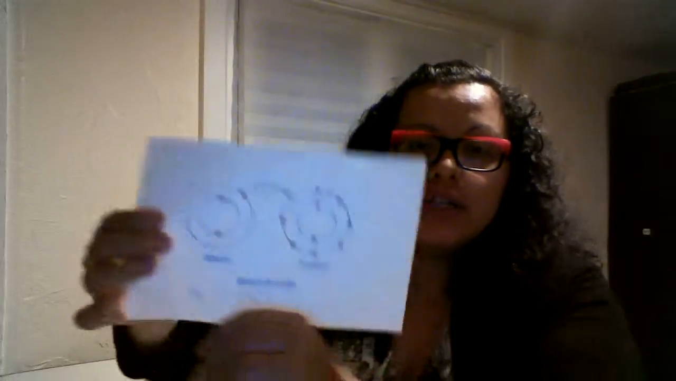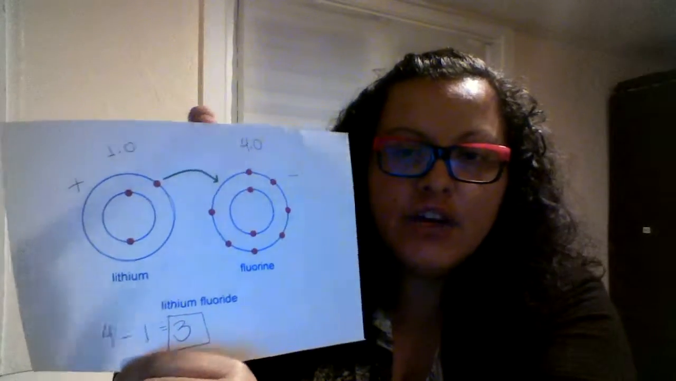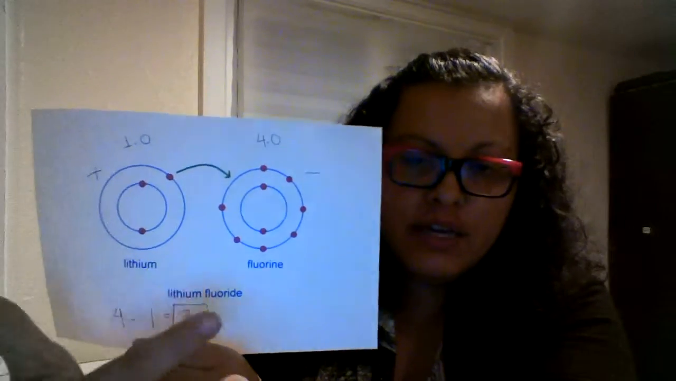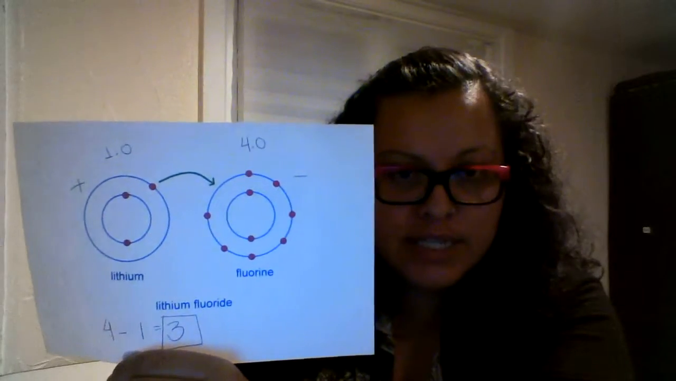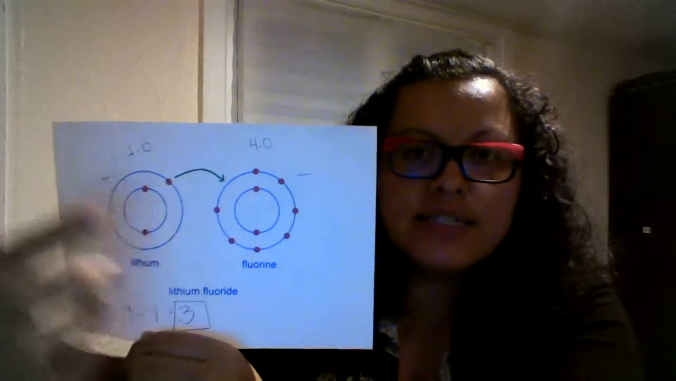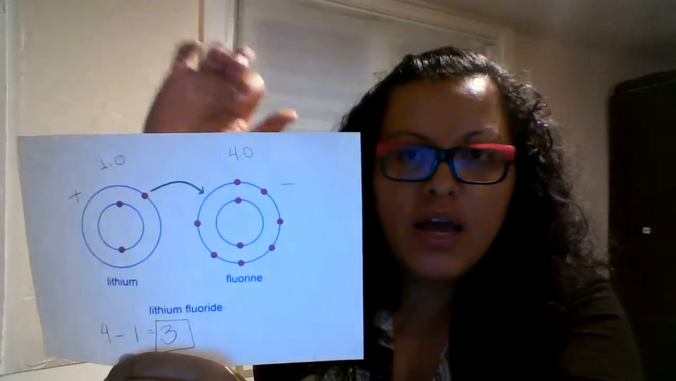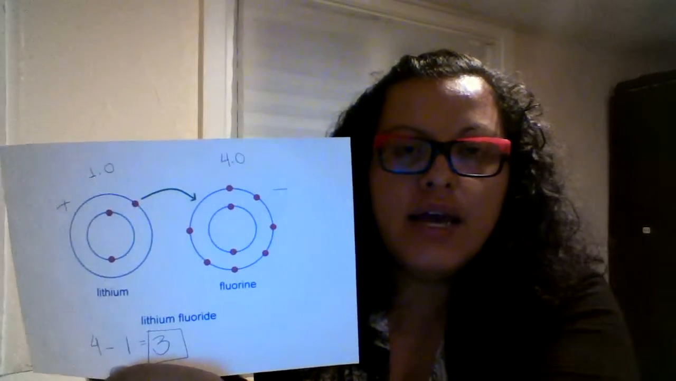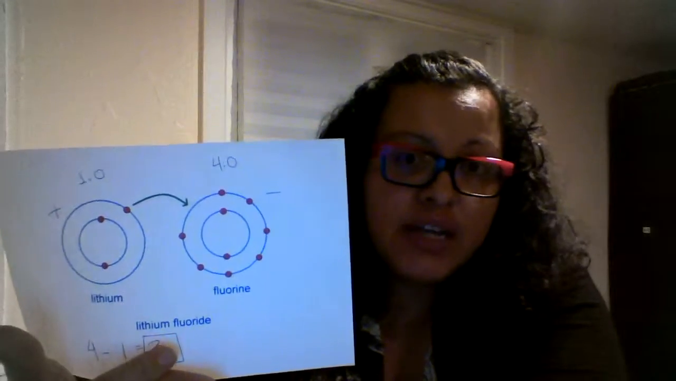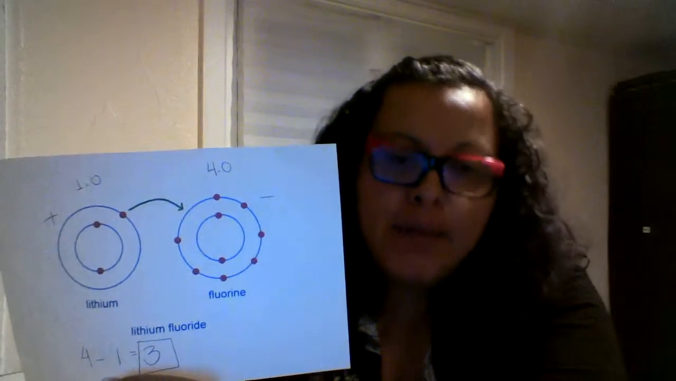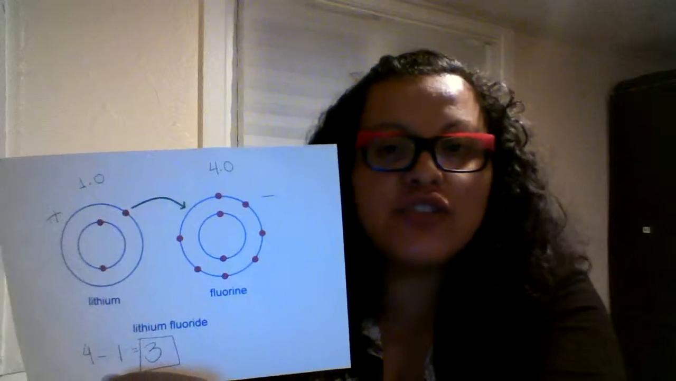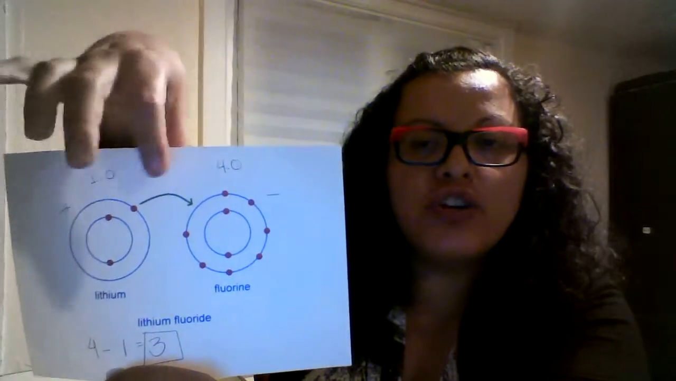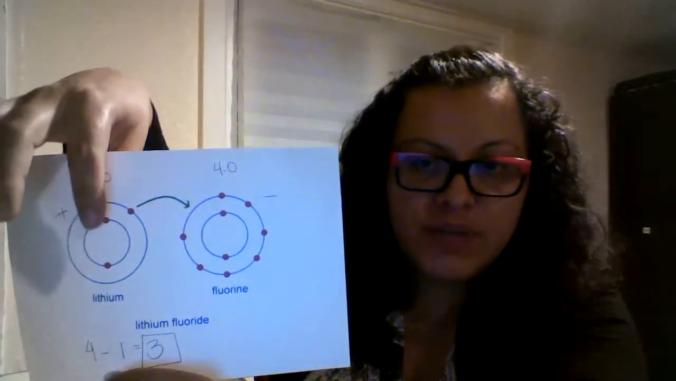And last but not least, let's talk about ionic. Ionic happens between a metal and a non-metal, lithium and fluorine in this case. Fluorine has an electronegativity of 4 and lithium of 1. When we find the difference, it's pretty large. Because this electronegativity difference is so large, basically the fluorine is going to take an electron from the lithium.